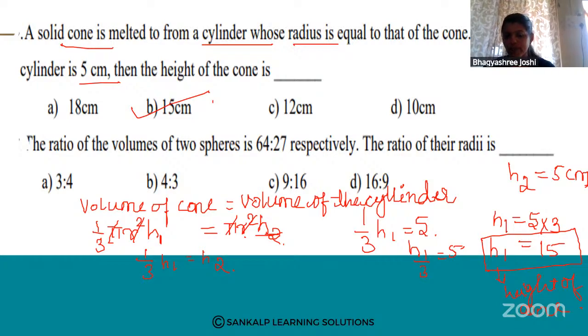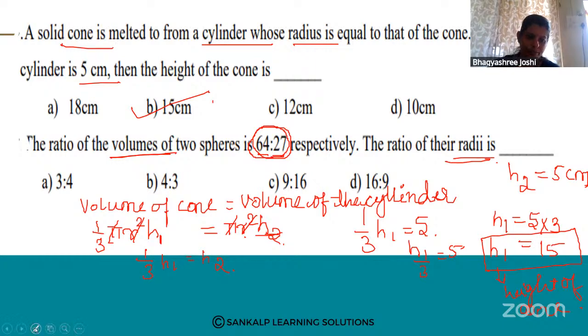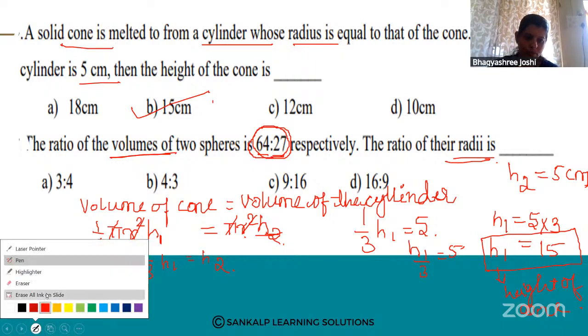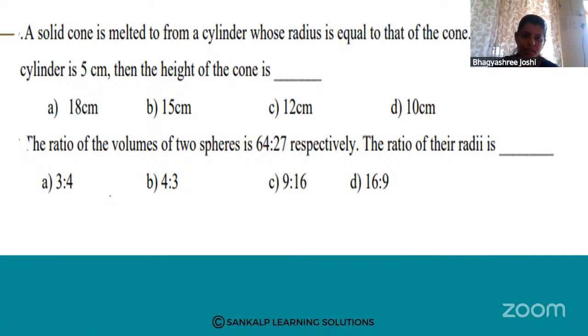Now, the ratio of the volumes of two spheres is 64 is to 27 respectively. The ratio of the radii is, okay, what they have given? Ratio of the volumes of two spheres they have given. That means this is the ratio of the volumes, that is 64 is to 27. The ratio of the radii they have asked, right? So for that, what we need to do? So which option is right here?